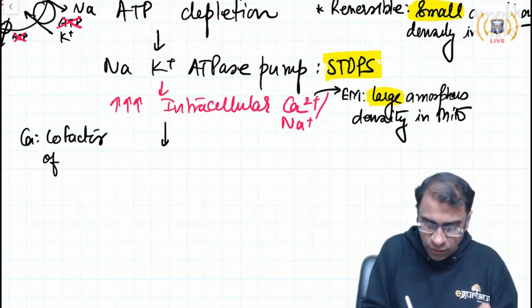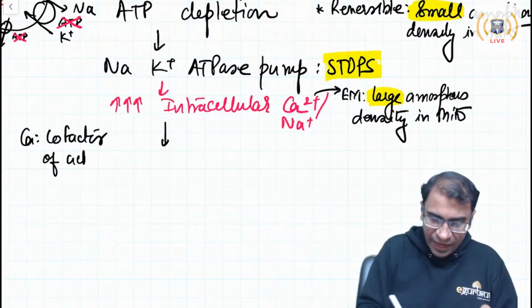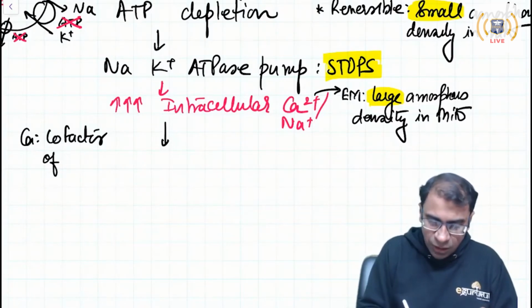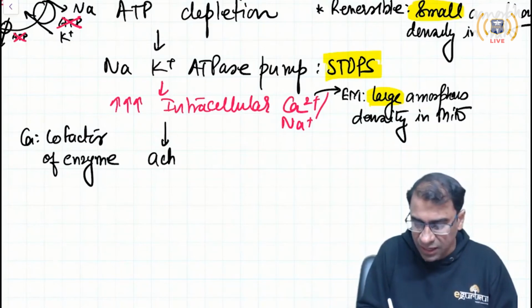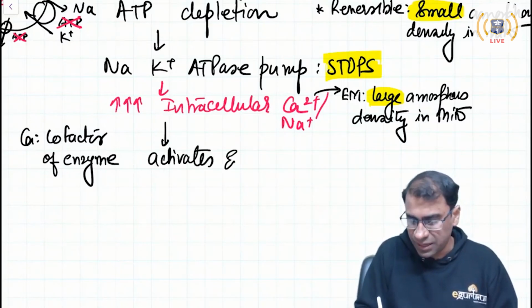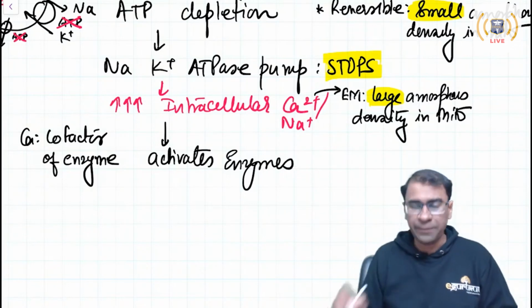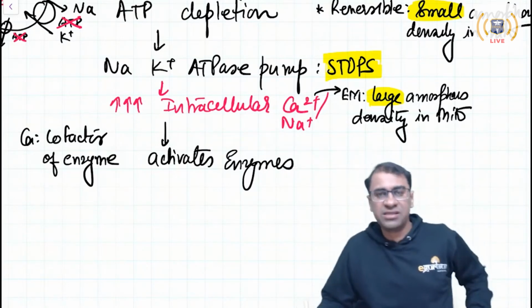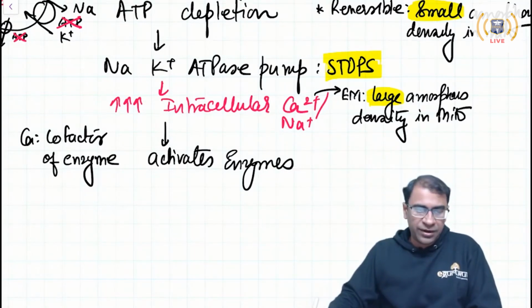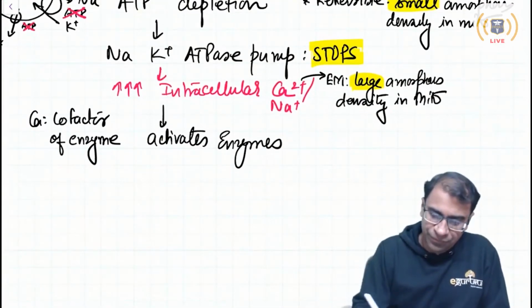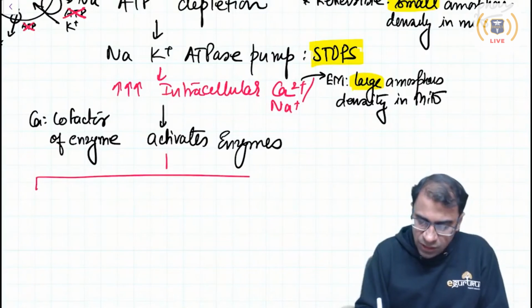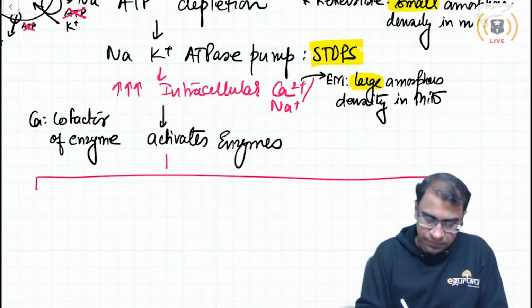Calcium, being a cofactor of enzymes, basically activates the enzymes in a cell. And which enzymes do they activate? There are 4 of them. Remember, there are 4 enzymes which calcium can activate.